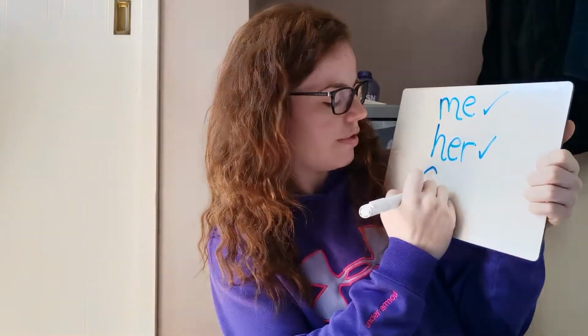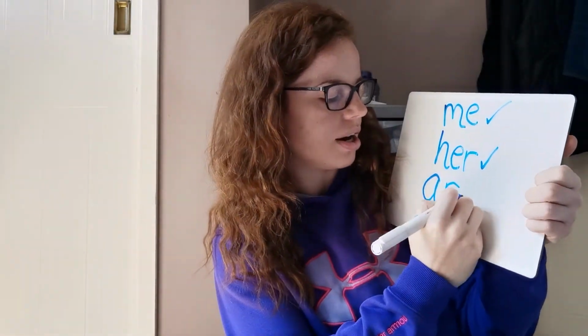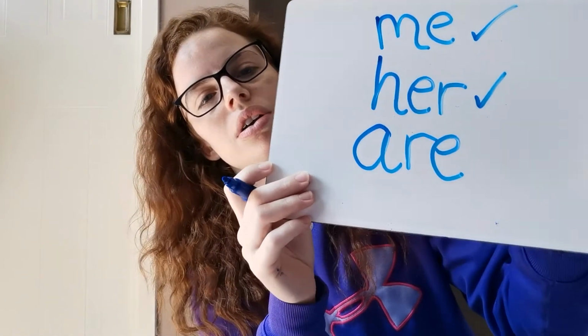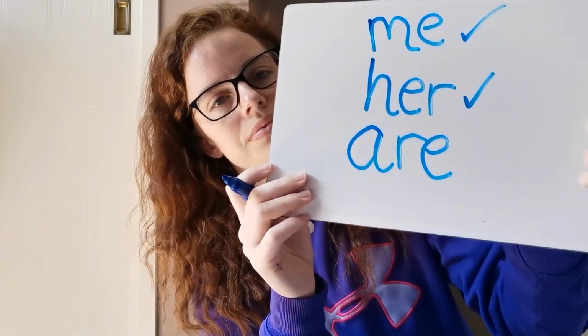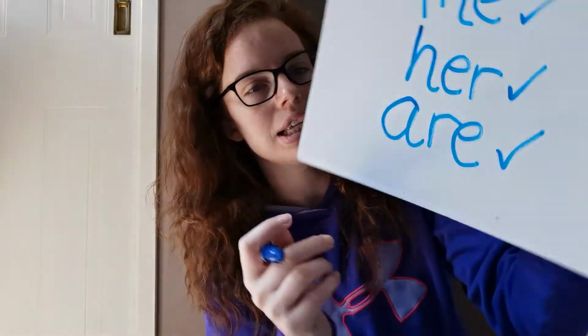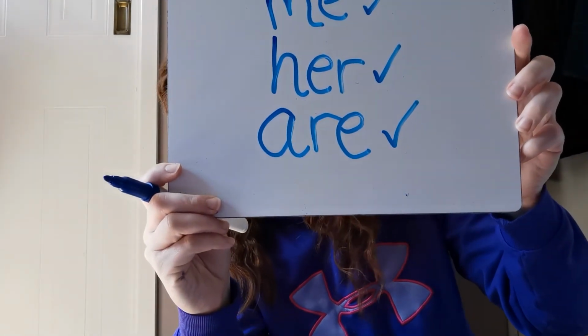Our next word is are. There are 4 candies. Are. Writing down are for me, please. Not R like our sound today, but the word are. So we should have A-R-E. That's our word are. If you got that right, give yourself a nice tick. If you got it wrong, please correct it.